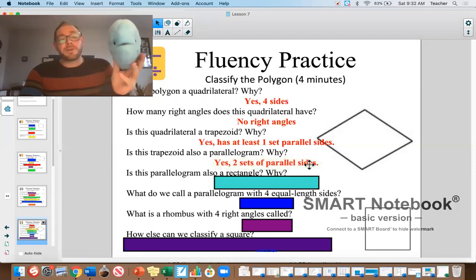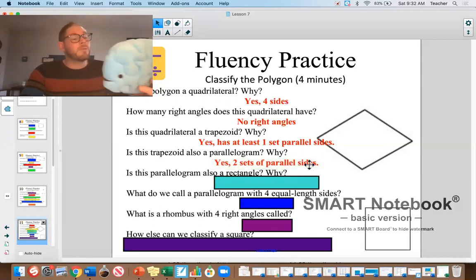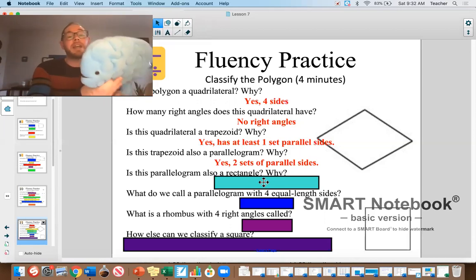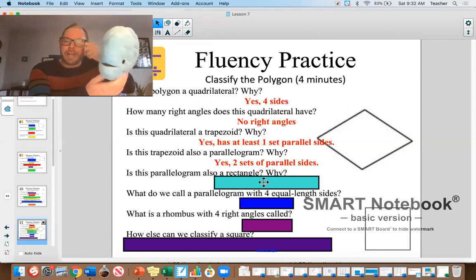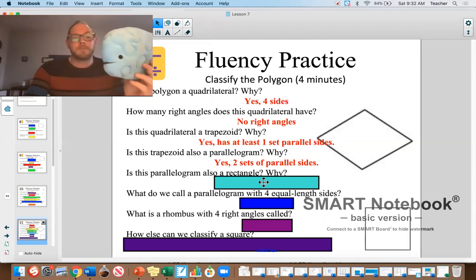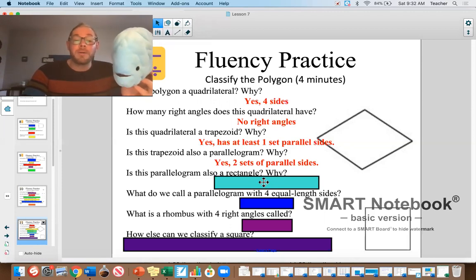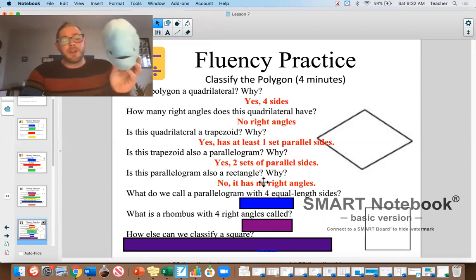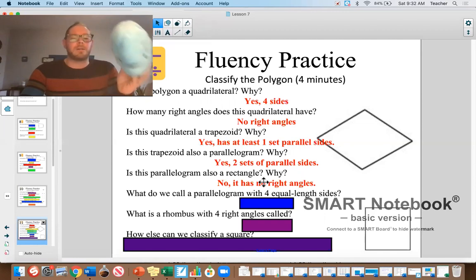Yes, it's got two sets of parallel sides. Well done, Brain, and well done to all the grade 3 superstars who are getting these answers. Is this parallelogram also a rectangle, and why? I'm going to let everybody have a think. Remember what a rectangle has. Make sure you're saying your answer out loud. No, it has no right angles, and a rectangle always has four right angles. Well done, Brain.